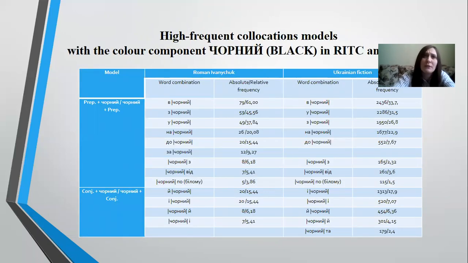The co-occurrence with the color component ЧОРНИЙ is described and extracted by means of the GRAC and the collocation tool of the NoSketch Engine system. Absolute and relative frequency, and association measures T-score and MI-score, are presented for collocations by style. In texts by Roman Ivanychuk and Ukrainian prose fiction writers, the most frequent co-occurrences with ЧОРНИЙ are collocations with functional verbs, prepositions, and conjunctions. Typical models are presented in the table.